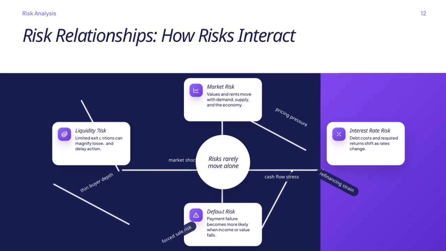On this slide, we're looking at the complex relationships between different types of risks and how they interact with one another. Starting with market risk, we see that values and rents fluctuate based on changes in demand, supply, and overall economic conditions. When the market shifts, it doesn't just affect prices, but also influences other risks. Interest rate risk, for example, deals with how debt costs and required returns change as interest rates go up or down. This can impact the affordability and profitability of investments.